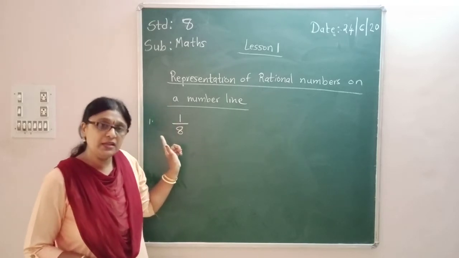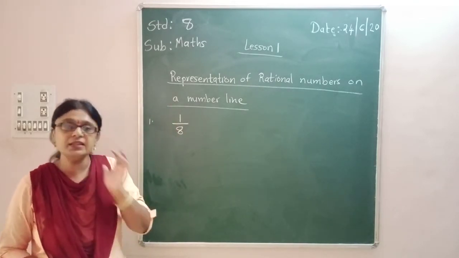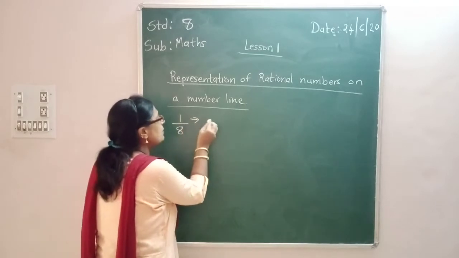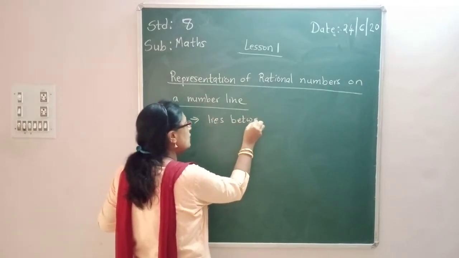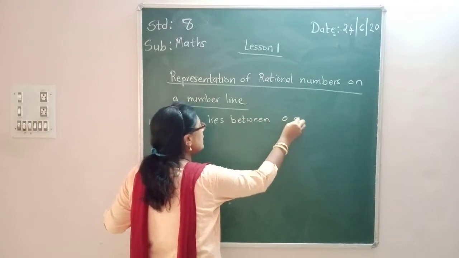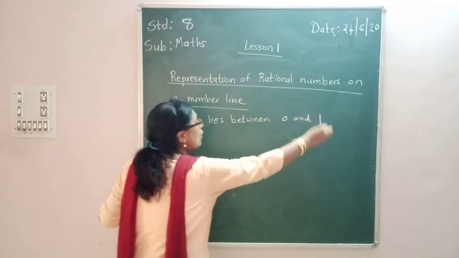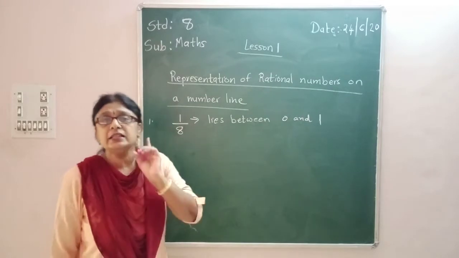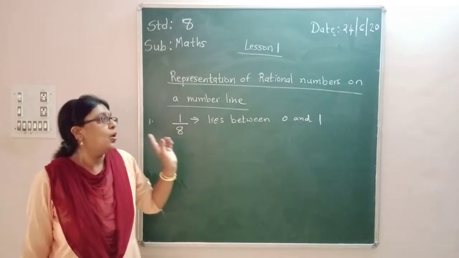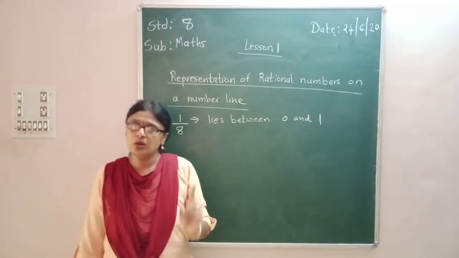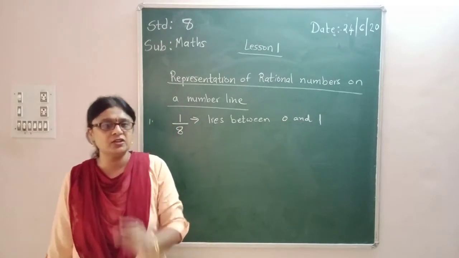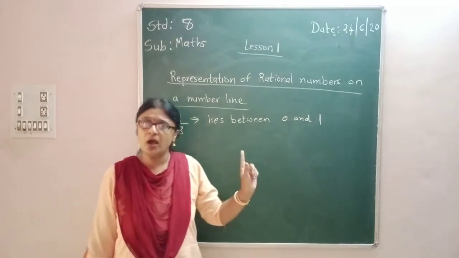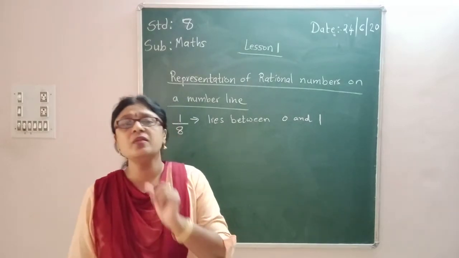So when the numerator is smaller than the denominator, then this number lies between 0 and 1. You have to always remember that when the numerator is smaller than the denominator, then that given fraction or rational number always lies between 0 and 1. This is the key thing that you have to remember when you are plotting the points on a number line.